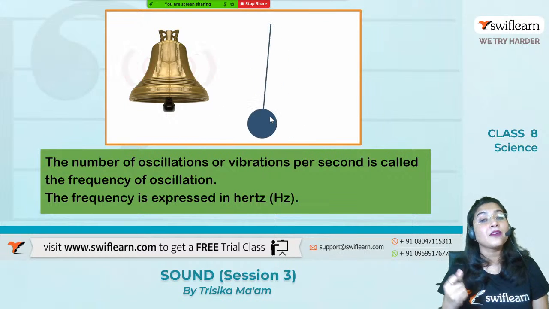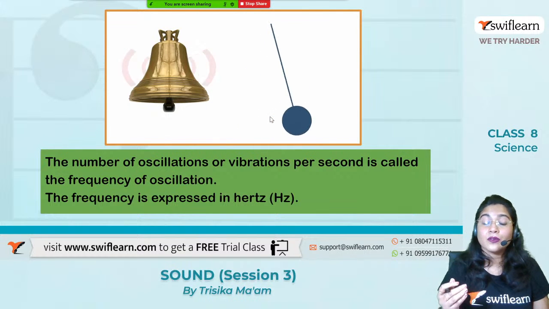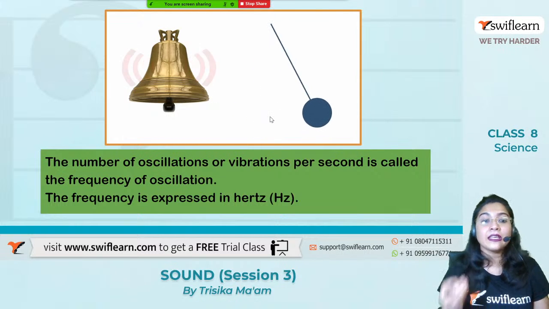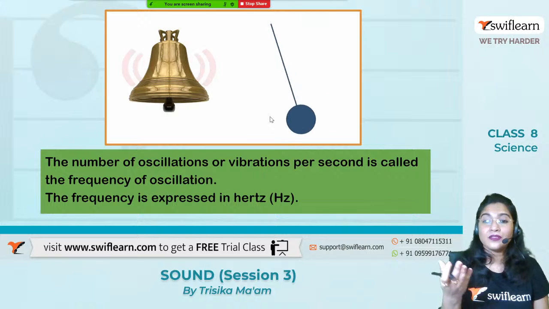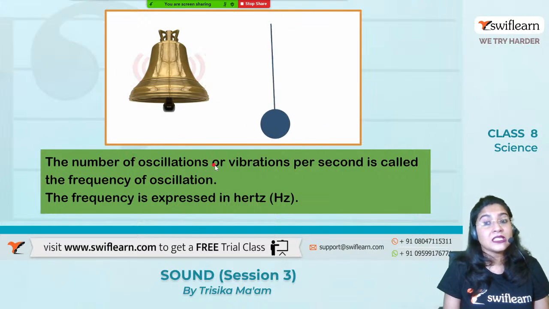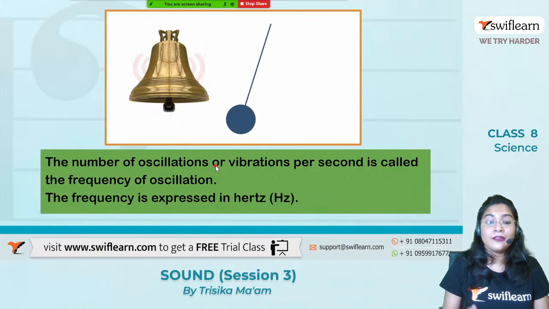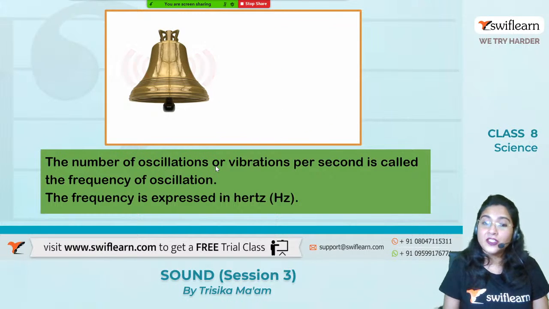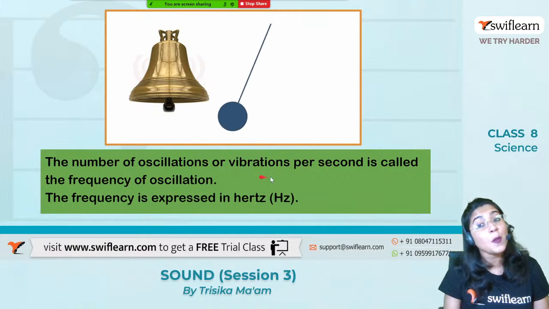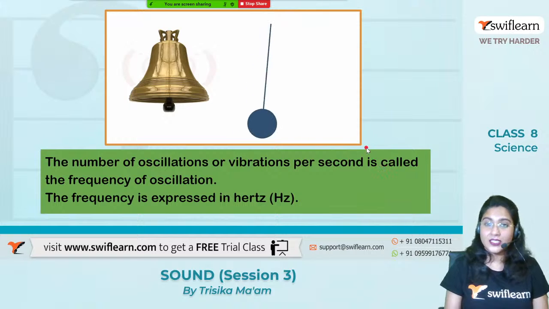And if the number of vibration per second is very less, then we can say that the frequency of the sound is very less. The similar thing happens in the case of this oscillation also. So when the number of oscillation per second is more, then the frequency will be more. And if the number of oscillation is less, the frequency will also be less, right? So the number of oscillation or the vibration per second is called the frequency of the oscillation.